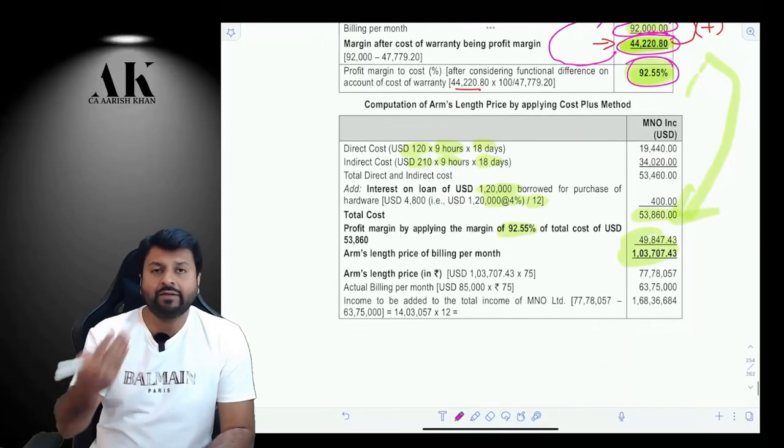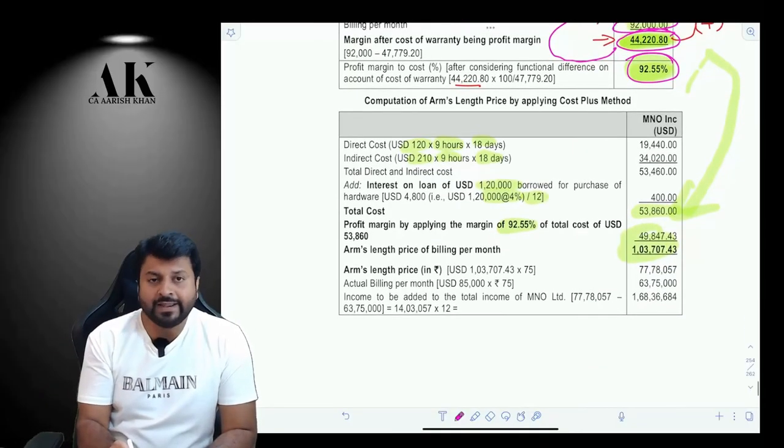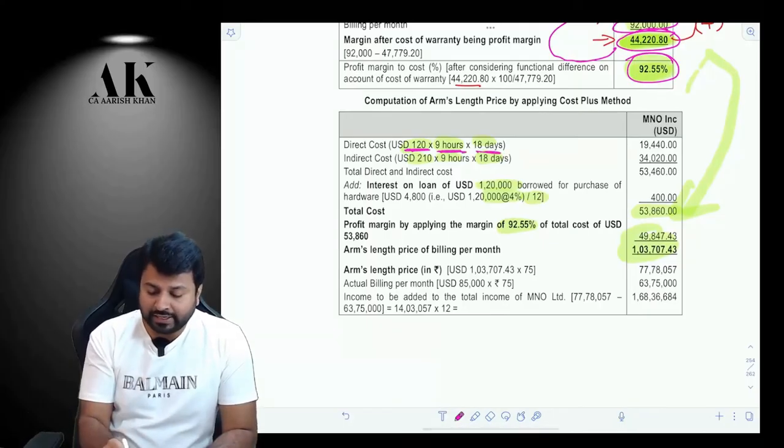Okay. Now I will go to my associate entity. My associate entity, I charge them $120. I give them service for 9 hours for 18 days, and indirect cost $210, 9 hours for 18 days.